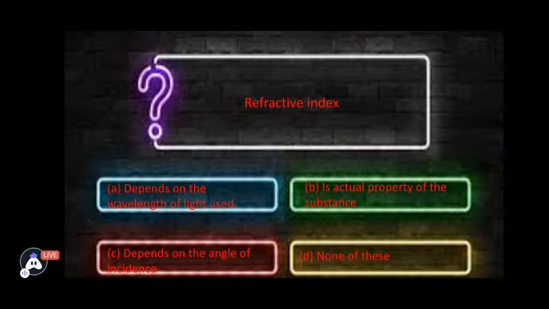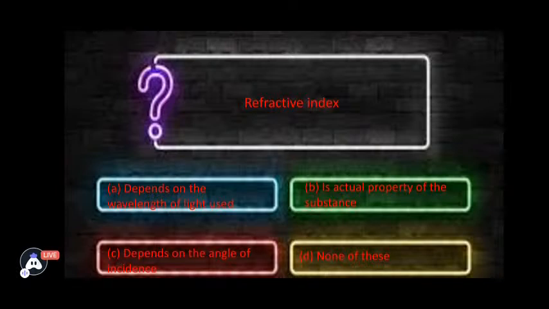Refractive index. Now refractive index, the very first part says depends on the wavelength of light used. Second is the actual property of the substance. Third, depends on the angle of incidence. And fourth, none of these. Which is the correct option for them? So if you're talking about refractive index, whether it depends upon the wavelength, whether it is the actual property of the substance, it depends upon the angle of incidence, or none of these. Think about it carefully.